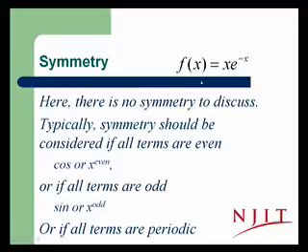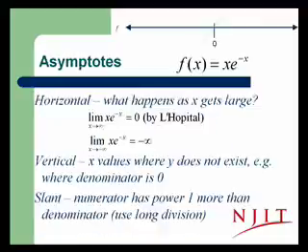Well, there is no symmetry to discuss in this case. Typically, you'd look into symmetry if all the terms are even, for example, cosines or x to an even power kinds of terms, or if all the terms are odd, we would see if the function is odd, for example, sine or x to the odd powers, or if all the terms are periodic, sines or cosines in some simple way. That doesn't apply for x e to the negative x.